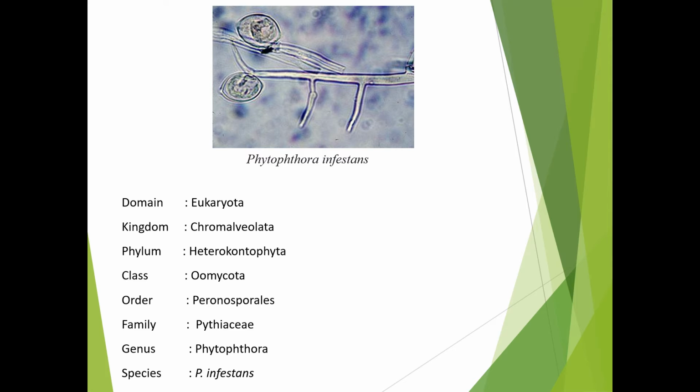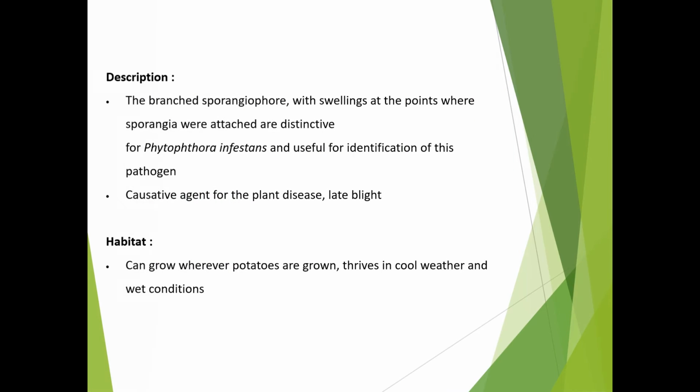its species name is Phytophthora infestans. The description of this pathogen is the branched sporangiophore, with swellings at the point where sporangia were attached, which is distinctive for Phytophthora infestans and useful for identification of this pathogen. This pathogen is the causative agent for the plant disease late blight.